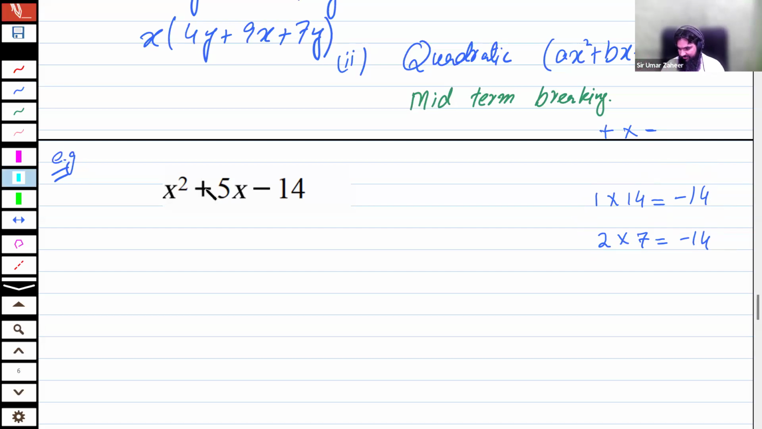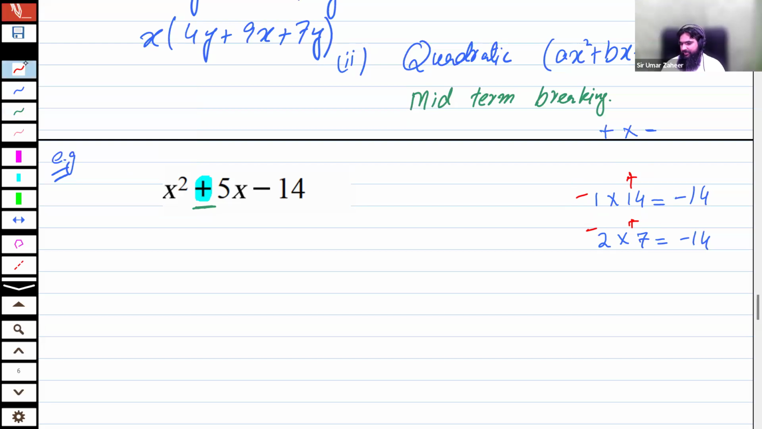You have to look for the sign of the middle term. If the middle term is positive, it means the bigger term has a positive sign and the smaller one has a negative sign. And if you have a negative sign here, the bigger one has a negative sign and the smaller one has a positive sign. Yes, everyone. Any question till here? No, sir.